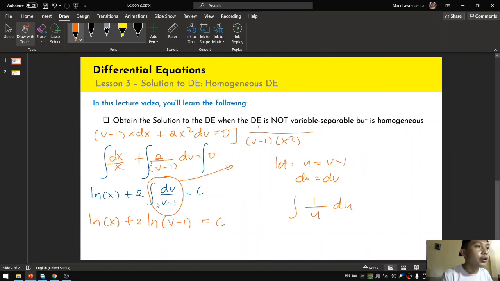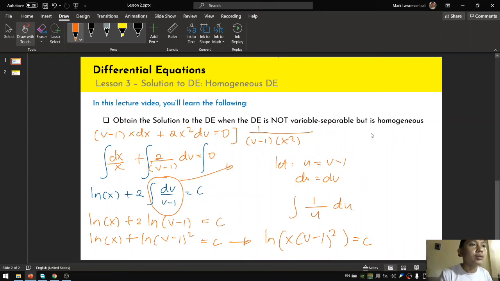If you're going to look at this one, we can use the logarithmic rule for exponents. It's going to be ln of (v minus 1) squared plus c. Since this is a sum of logarithms, we can say it's multiplication. So ln of x times (v minus 1) squared equals c. But is this the answer?